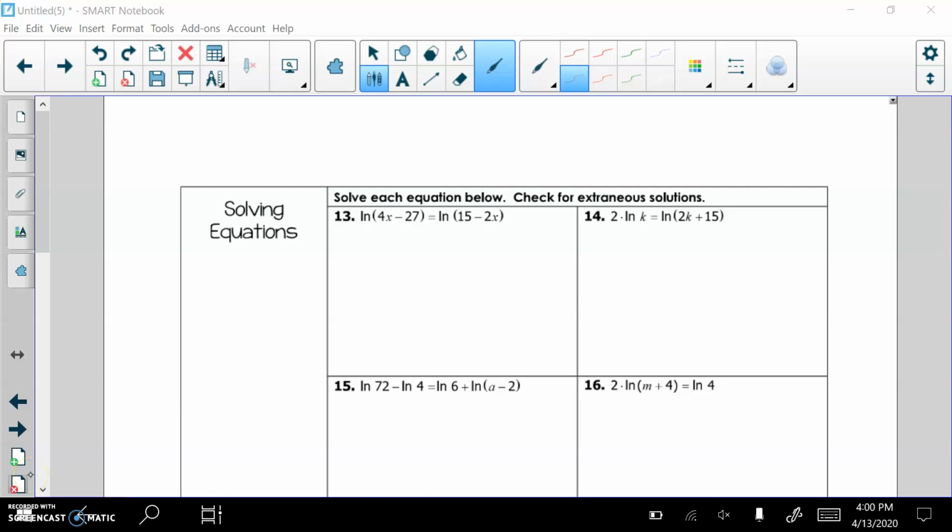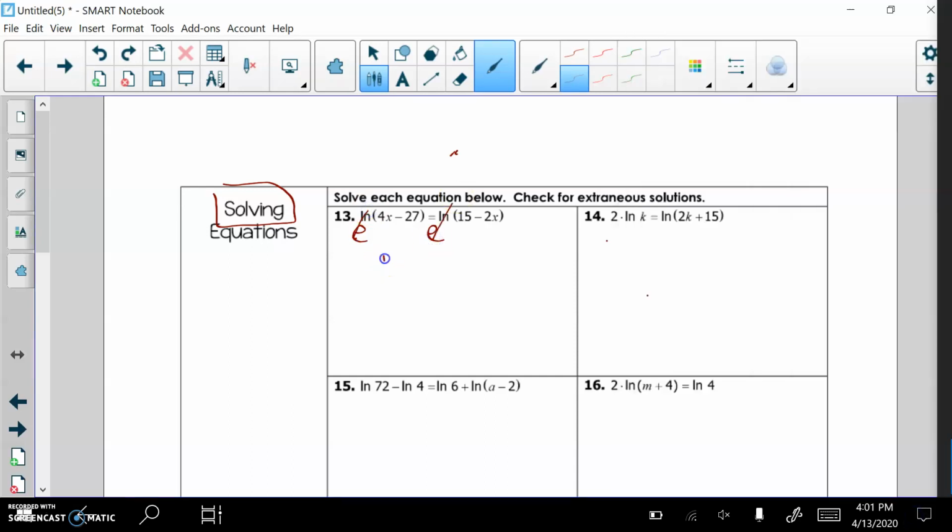Okay, so the second page of notes, I don't even know what number this is in your packet, but you guys are smart. You can figure it out. So now we're going to solve, which just means for most of these, exponentiate. So the inverse of natural log is e. So we exponentiate. e, e, cancel, cancel. Of course, these first ones are easy.